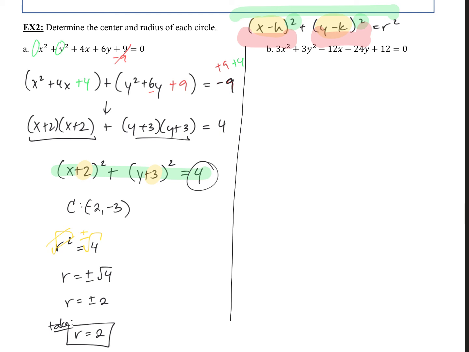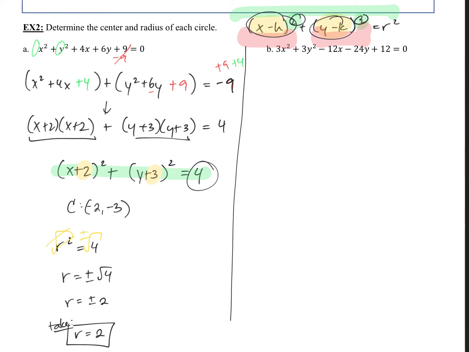So let's take a look at the next one. Once again, we're trying to find the center and radius, and at the moment, this is in the general form. It's not in the center radius form, so how do I get it in center radius form? Well, I want it to look like some binomial squared, which means we're going to go ahead and once again use completing the square. However, we can't do that yet.